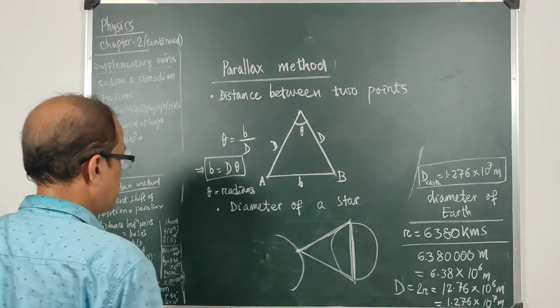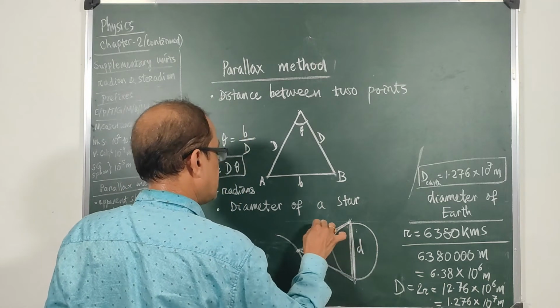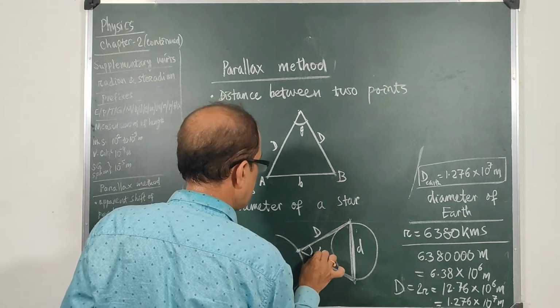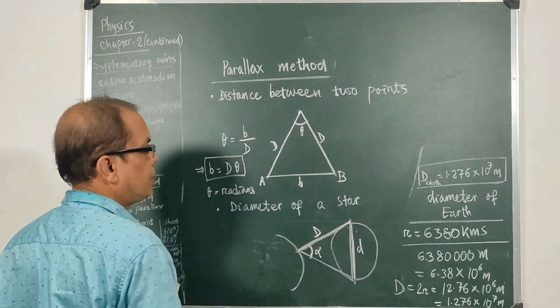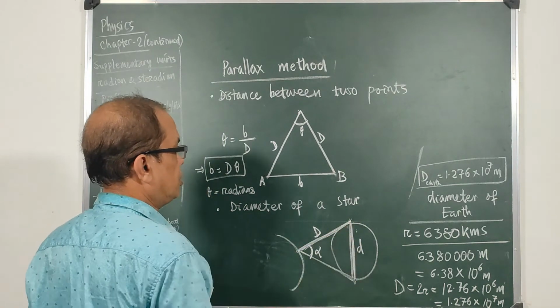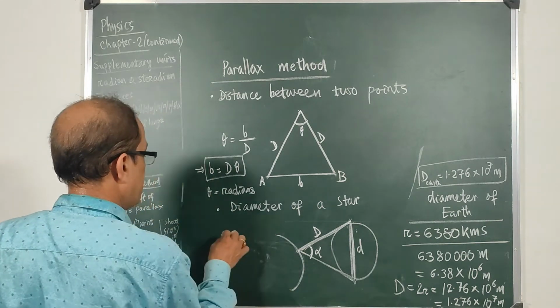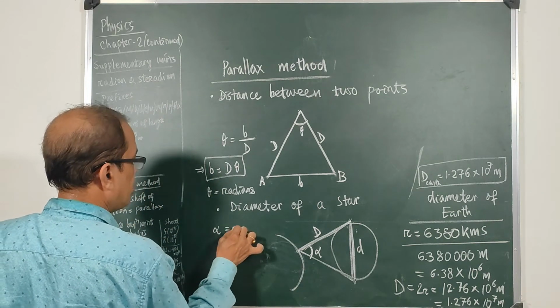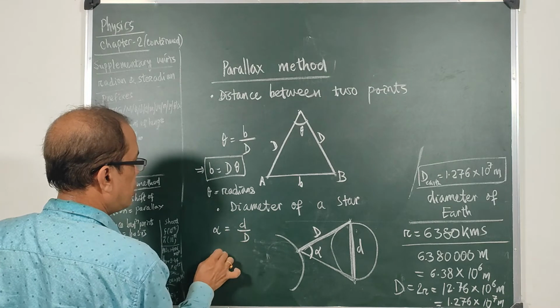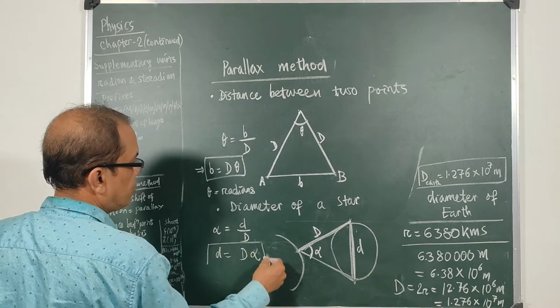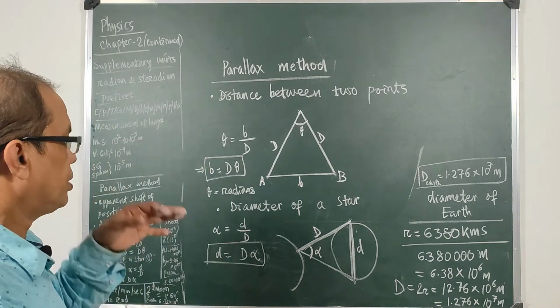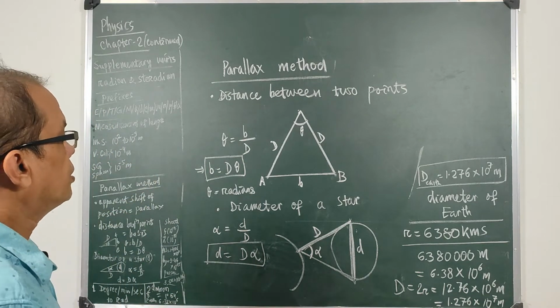If the diameter of a star is d and this distance is capital D, then this angle is alpha. I measure alpha and I have this D, then I can measure this. So in this method we can say alpha is equal to d upon D, so that d is equal to D into alpha. This method can also be employed for measuring the diameter of a distant star.